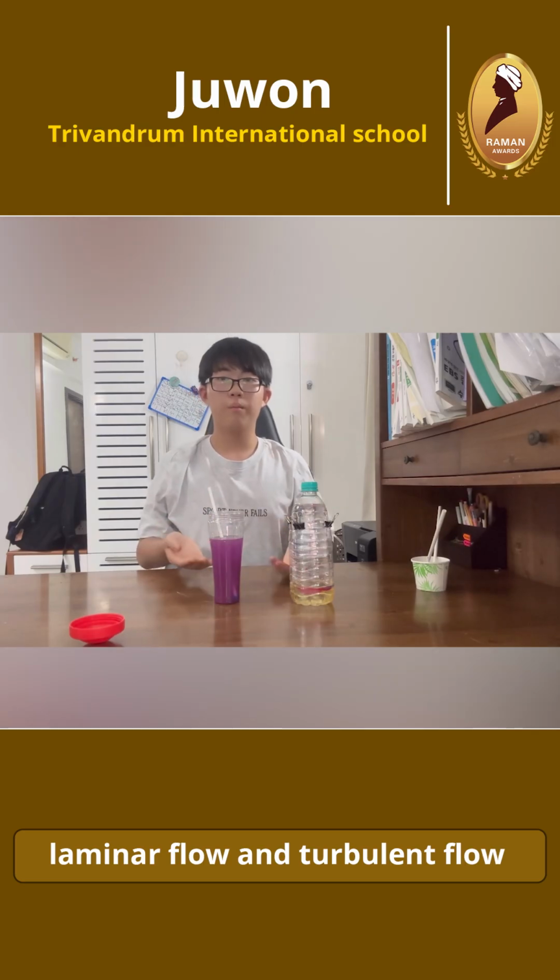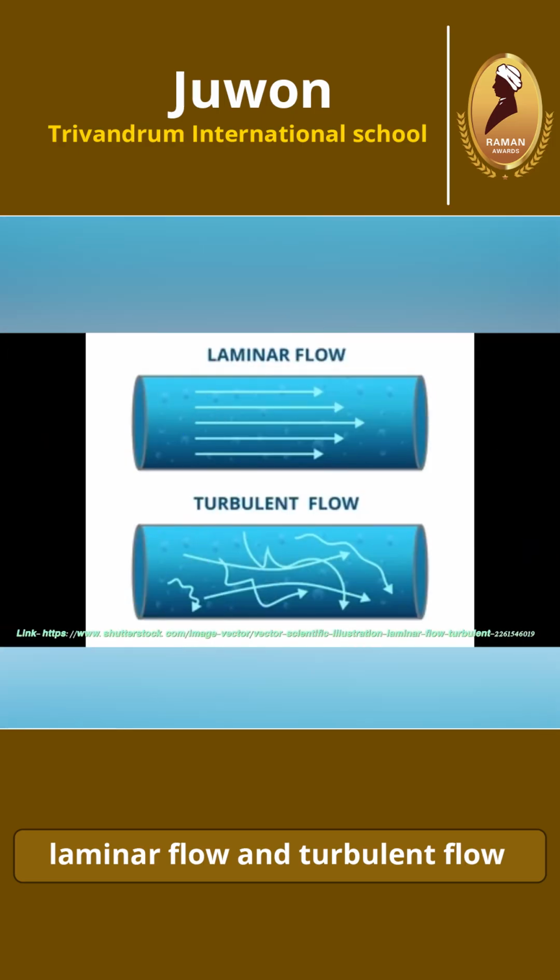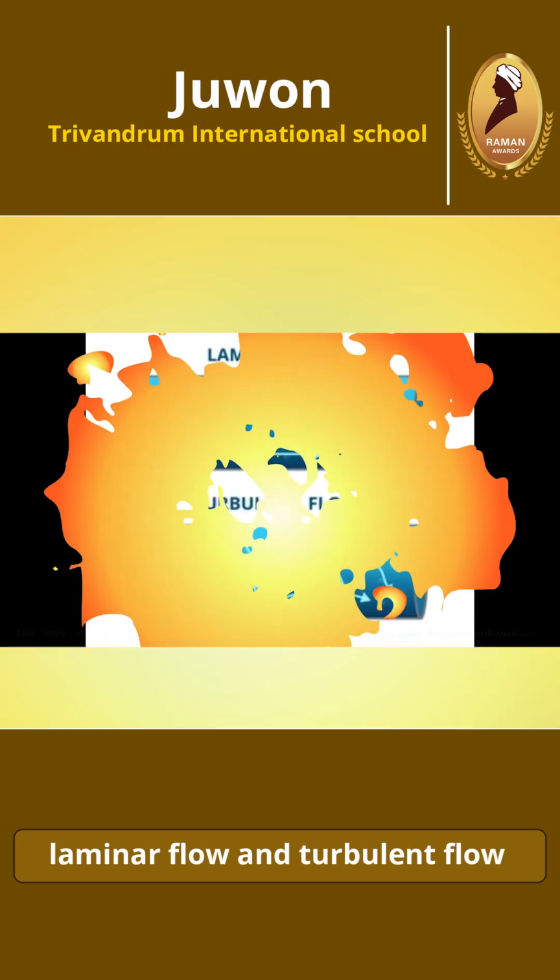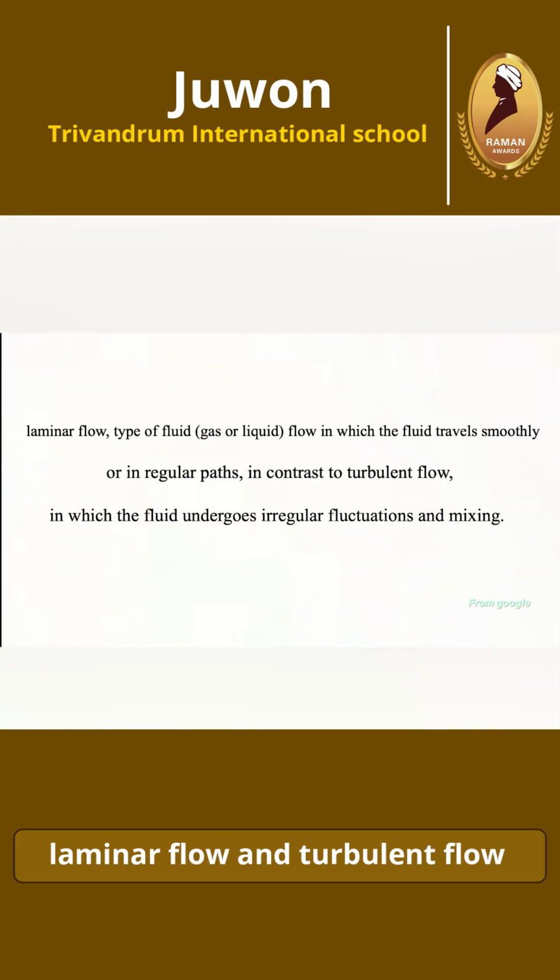And now I will show the diagram of these two. So these are the diagrams of laminar flow and turbulent flow. You can see in laminar flow the particles go regularly, but in turbulent flow they do not go regularly. So now I will show the definitions of these two. Laminar flow is a type of fluid flow in which the fluid travels smoothly or in regular paths. Turbulent flow is a type of flow in which the fluid undergoes irregular fluctuation and mixing.